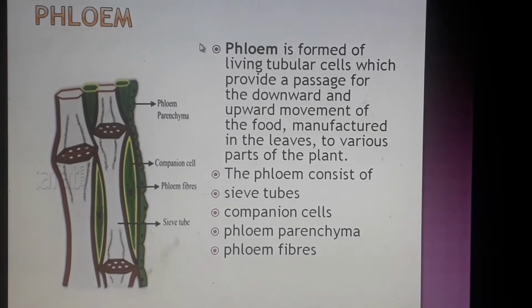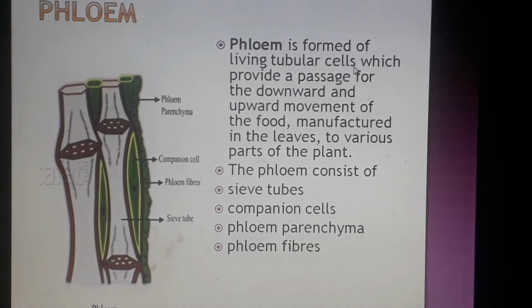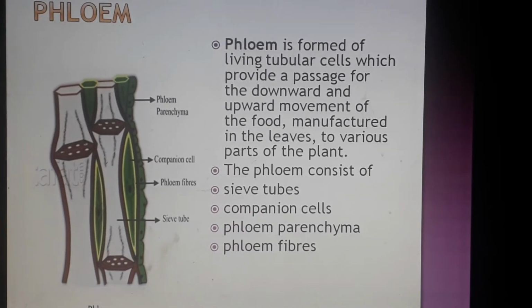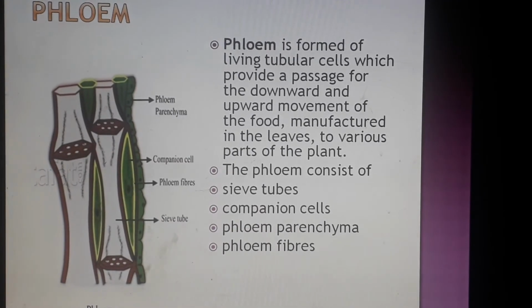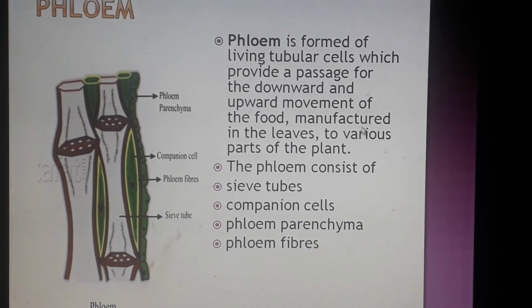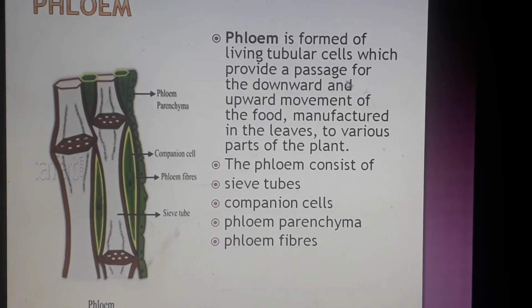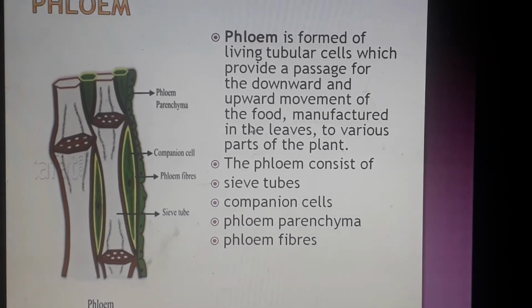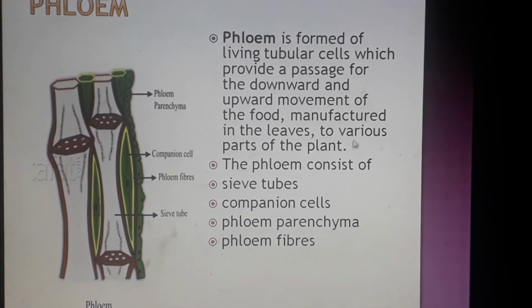The next is phloem. Phloem is formed of living tubular cells. So they are living cells. So which other two tissues were living tissues? That was parenchyma and collenchyma. They were living. So phloem is also a living tissue which provides a passage for the downward and upward movement of food. Okay, manufactured in the leaves to various parts of the plant.